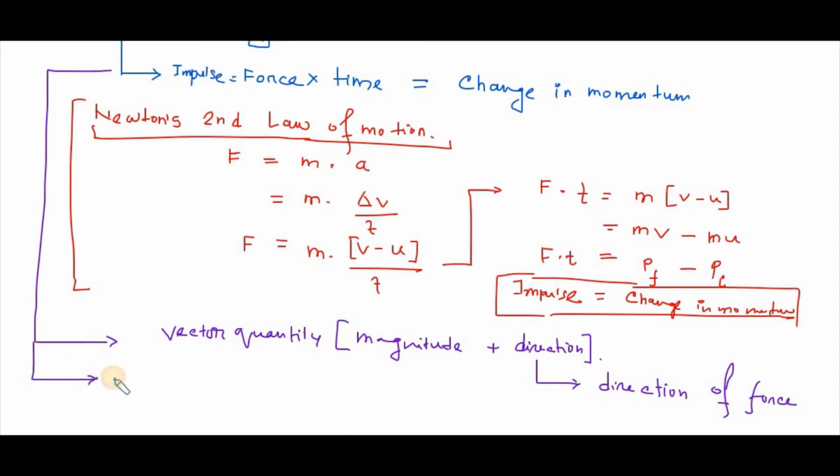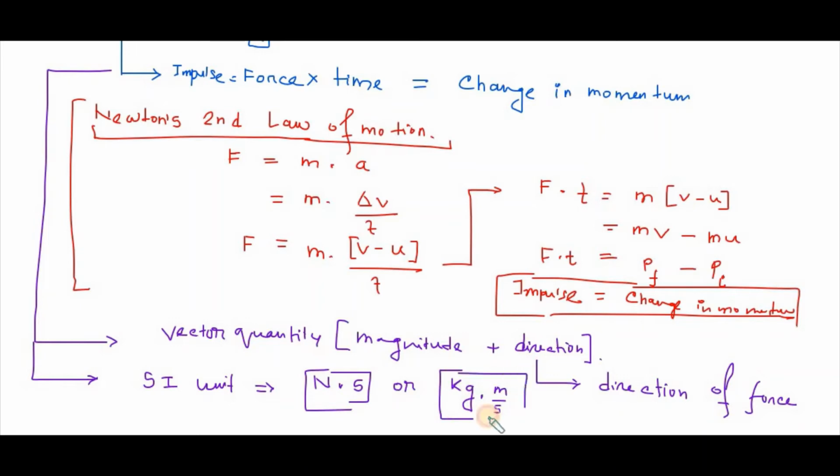Next is the SI unit of impulse. The SI unit of impulse is the force unit, Newton, times time, second. So it's Newton second, or it can be represented by change in momentum, which has the momentum unit, mass times velocity. The unit of mass is kg and the unit of velocity is meter per second. So we can say it's Newton second or kg meter per second. Those are also the units of momentum. Those are also the units of impulse.